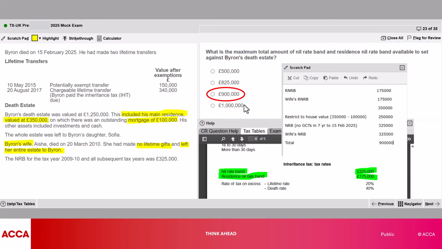Quite a tricky one. And for this one, if you chose £500,000, then you ignored the transfer of the unused bands from his spouse. The £825,000 forgets the spouse's residence nil rate band, so that's just the 325 transferred from his wife. And then £1 million, which I think is the easiest mistake to make, is if you didn't reduce the value of the house by the mortgage and so claimed the full 350 of the residence nil rate bands. So slightly sneaky question, that one.